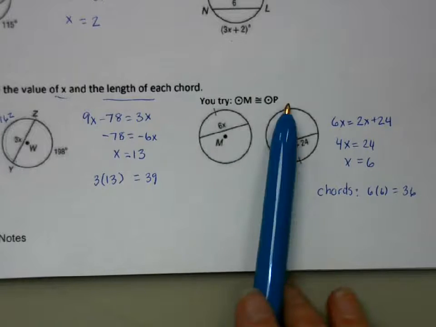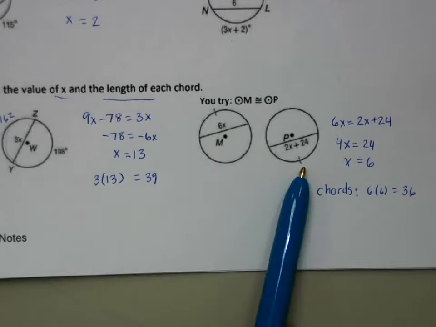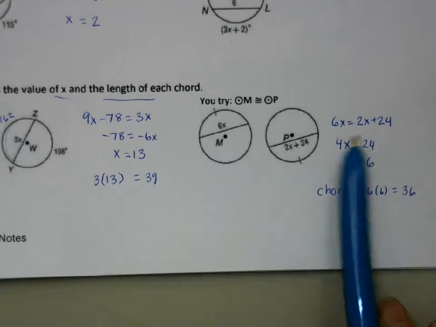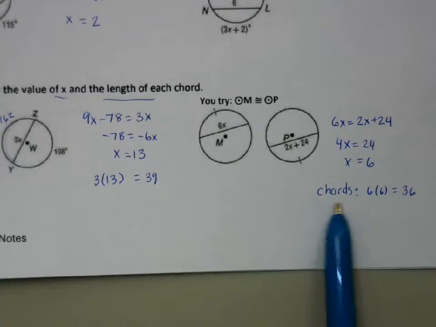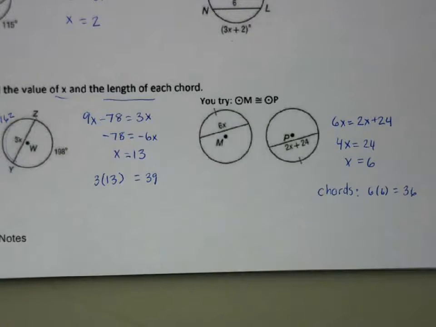So again, the circles are congruent, the arcs are congruent, so the chords are congruent. So set those equations equal to get 6, plug it back in to get 36 for the chord length.